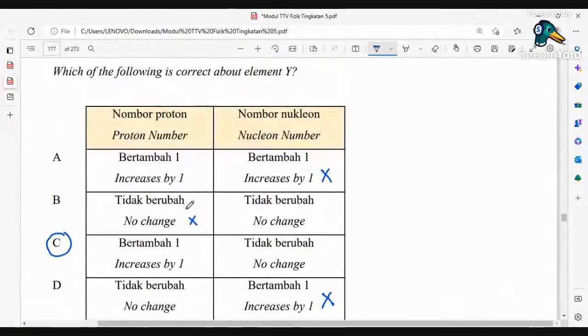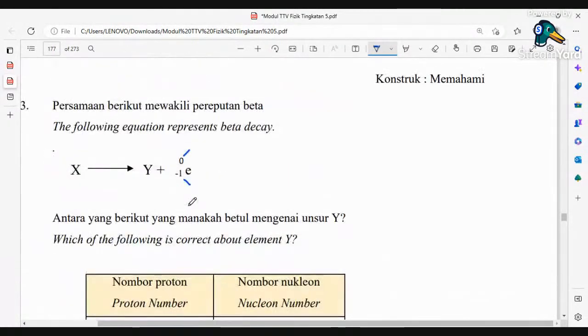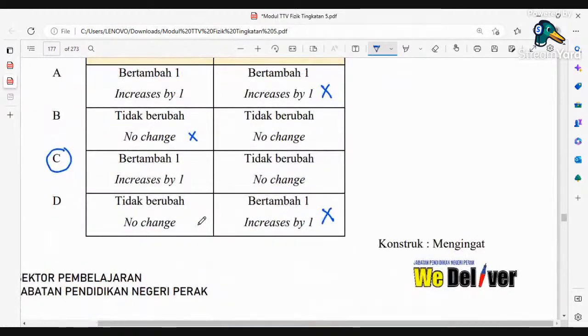Okay, it means increase by 1. So if this one is, let's say, 37, I just put one number just to show you only, 10. So this one will be 37, 11. That's why the proton number will be balanced. So we can see for Y, nuclear number no change, proton number increase by 1. Ini contoh saja. Jawapan di C lah.